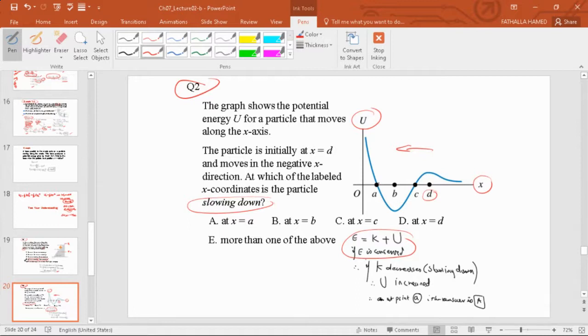So here, point A shows me that the potential energy is increasing. And if the potential energy is increasing, then the kinetic energy is decreasing. And if the kinetic energy is decreasing, that means you're slowing down. So the right answer here is A. Is this clear? Any question on this?